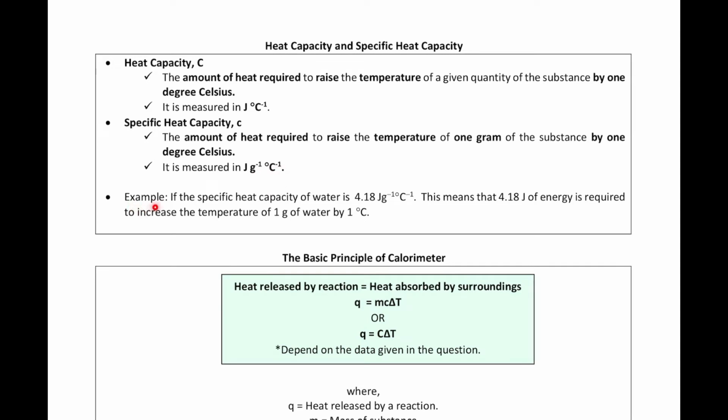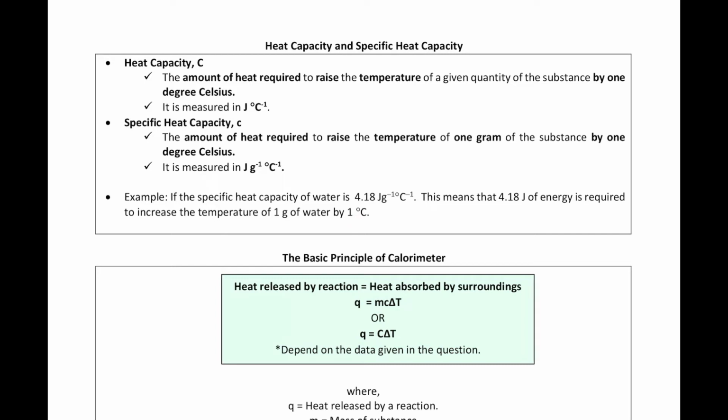Okay, so kita tengok example dekat bawah ni. Dia kata, if the specific heat capacity of water adalah 4.18 joule per gram per degree Celsius. So, maksudnya daripada nilai ni kita boleh dapat kata, untuk naikkan suhu 1 gram water by 1 degree Celsius, kita perlukan energi sebanyak 4.18 joule. Okay, so dia kata this means that 4.18 joule of energy is required to increase the temperature of 1 gram of water by 1 degree Celsius.